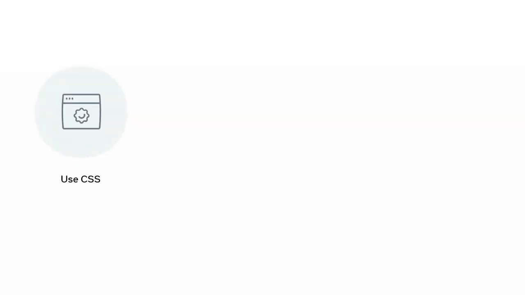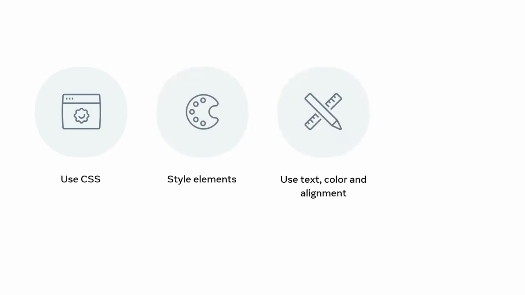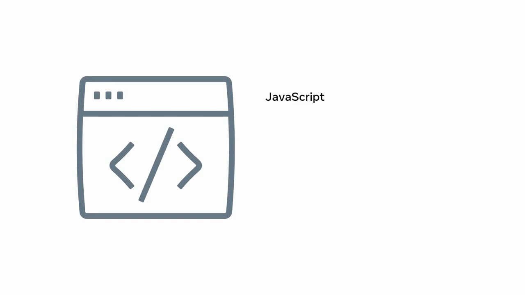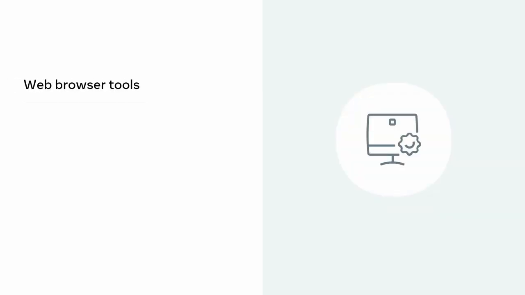Next, you learned how to use CSS to style web pages. You explored how to select and style elements, use text, color, and alignment to make the web pages you create look great and offer a great user experience. Then you focused on JavaScript and found out why it's called the language of the web. You also learned about the differences between web browsers and mobile browsers and how responsive websites can adapt to multiple platforms and devices.